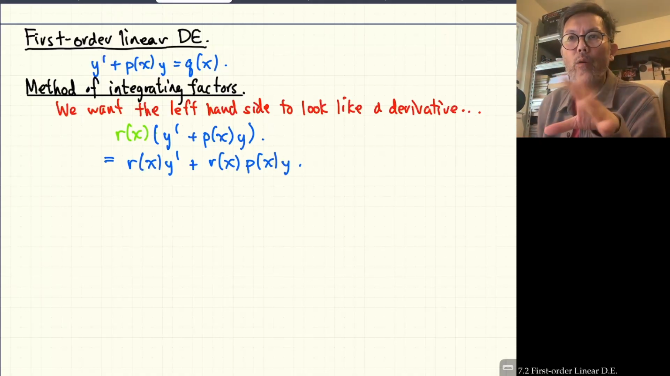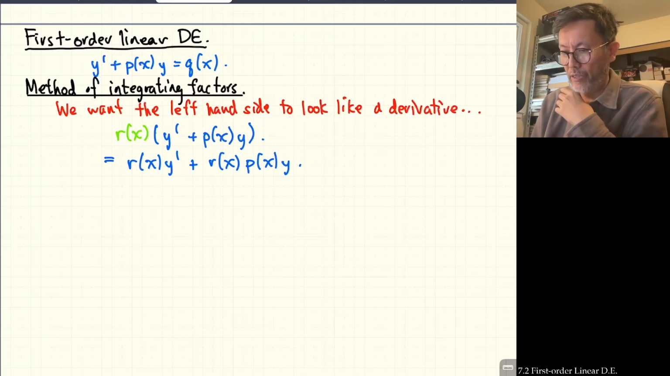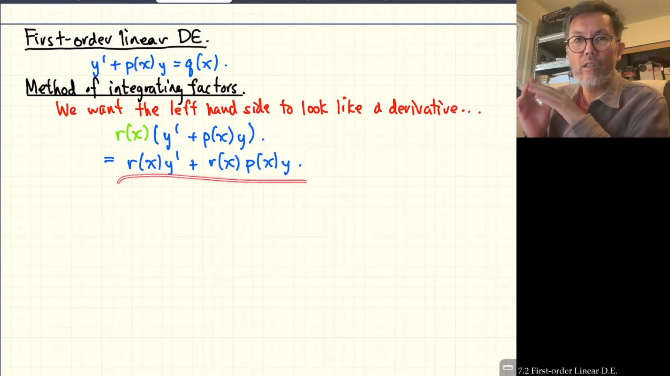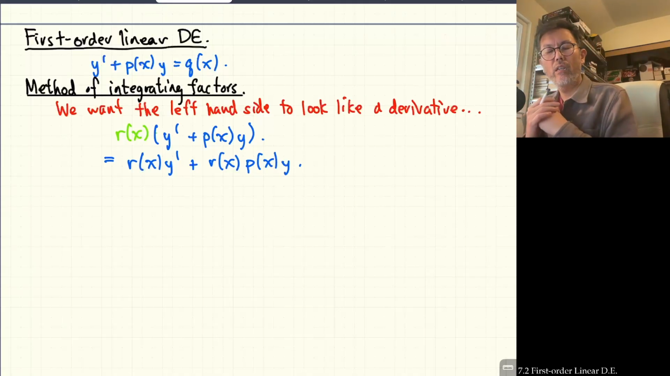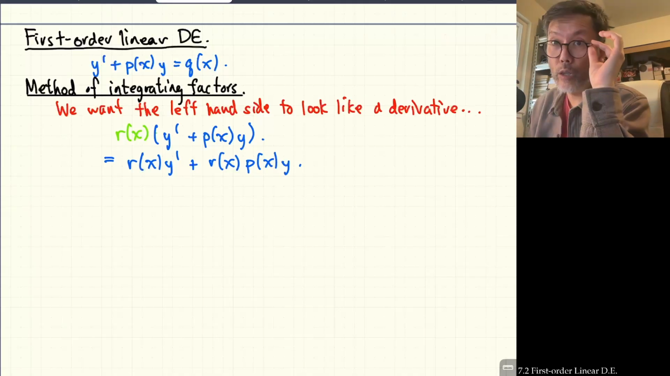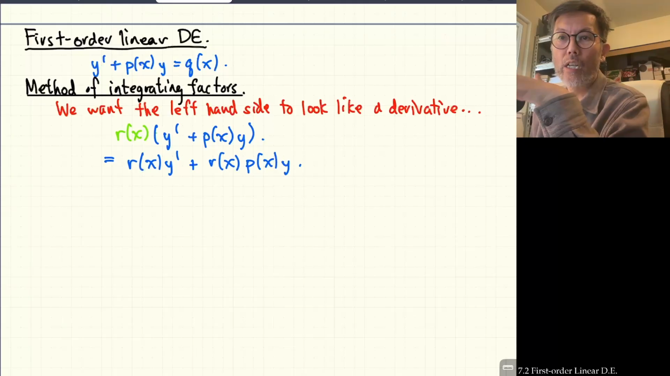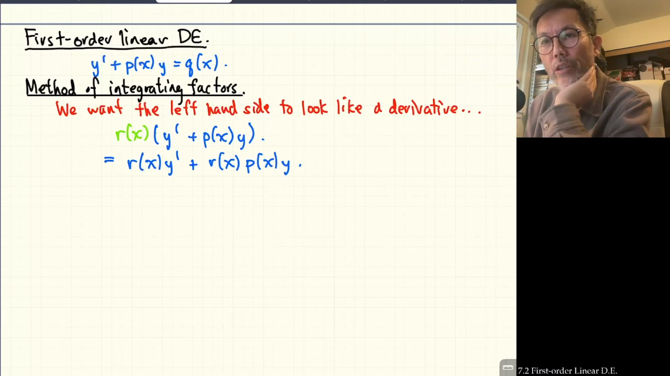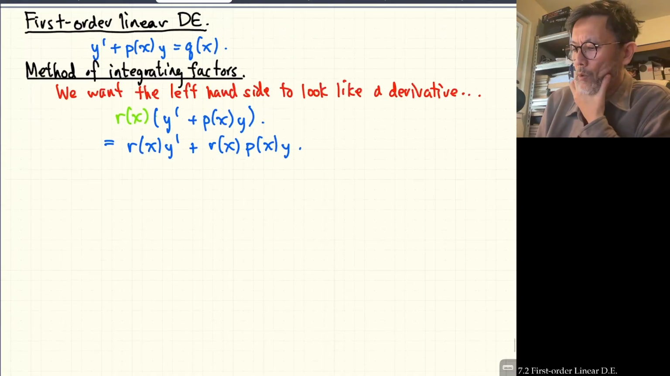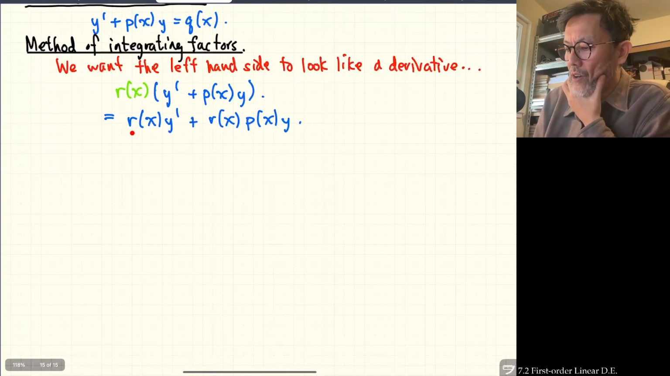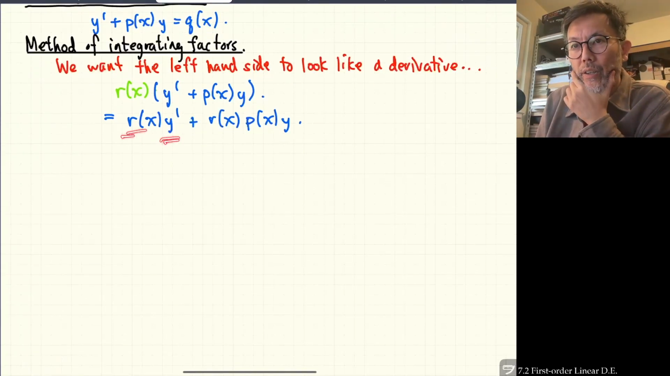And now the point is that we want to make this expression here, this one, we want to think about, is that the derivative of something? Now, if you sort of squint your eyes, you can maybe kind of see how this could look like a product rule. This kind of looks like the product rule where you're thinking about the derivative of r times y.